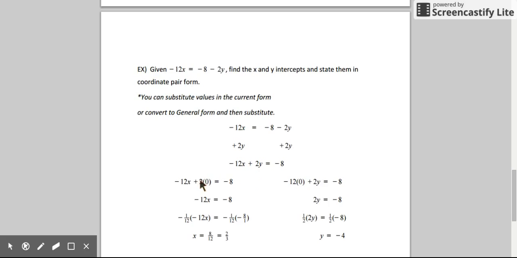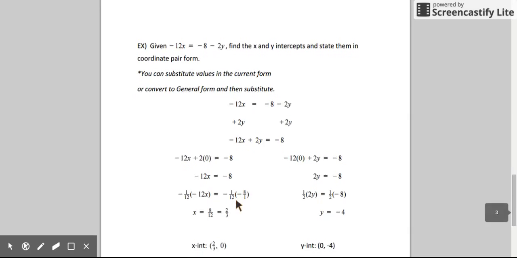So if I want to solve for the x-intercept, substitute 0 for y, cancel that term, and then solve for x. Negative 12x equals negative 8. It means I'm going to divide both sides by negative 12 or multiply both sides by negative 1/12. When we do that, we get negative 1/12 times negative 8 over 1, giving us a positive 8 over 12, which reduces, divide top and bottom by 4 and get 2/3.